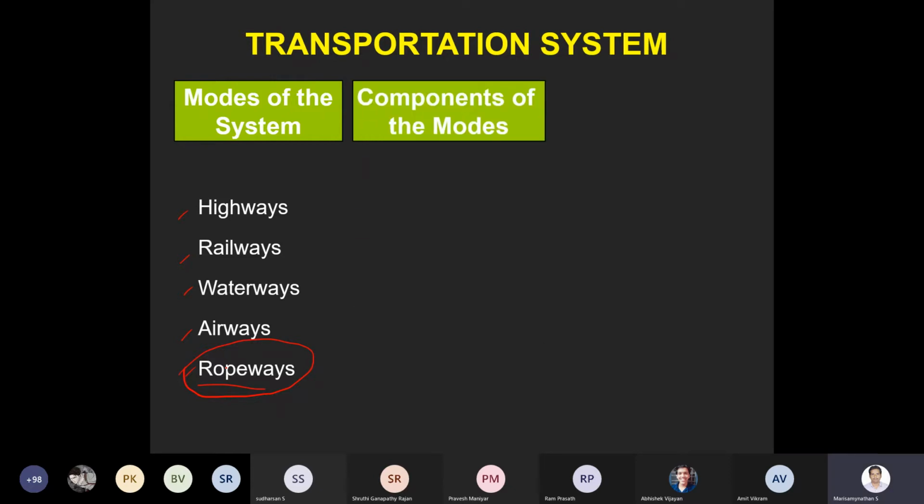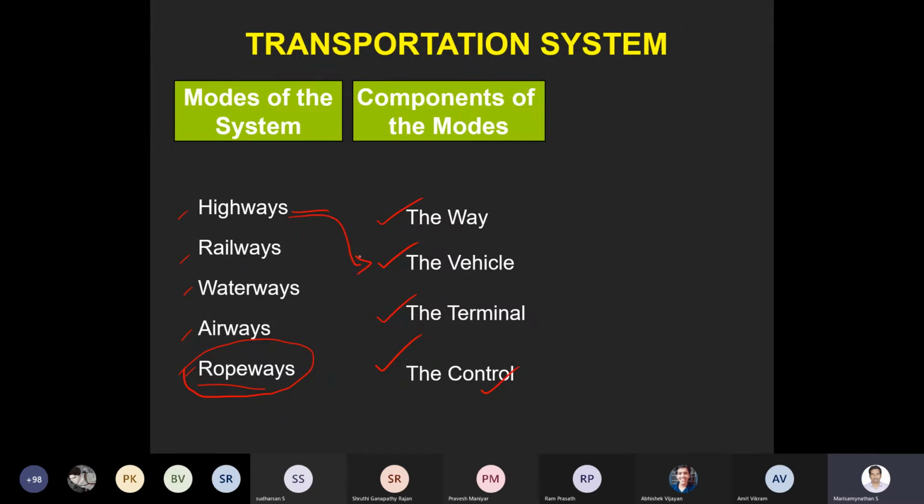Then what are the components? When we are talking about the highway, it has a way, which is nothing but the road. It has vehicles like cars and buses. Then the terminals, bus stations or the parking facilities. Then the control, which is the signalized intersection, unsignalized intersection, bridge, flyover, subway, foot over bridge, even the police. So all the control we provide with respect to the highways. This is how the components are there for one highway.